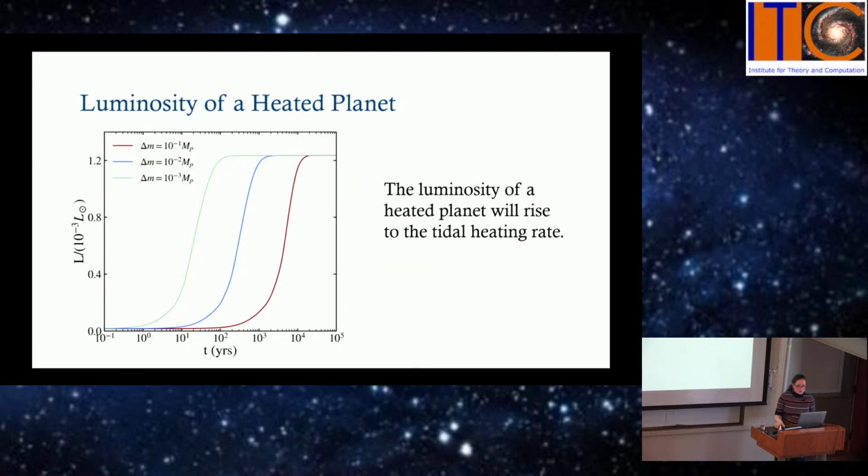And just to show the luminosity that you would expect for this planet, it will rise to the tidal heating rate. It's sort of what you would imagine. The tidal heating rate is much larger than, or can be much larger than, the luminosity of the planet. But this episode is really brief. It will only last as long as the heating phase, and then it will come back down very quickly. So in order to see this, you really have to catch it in action.